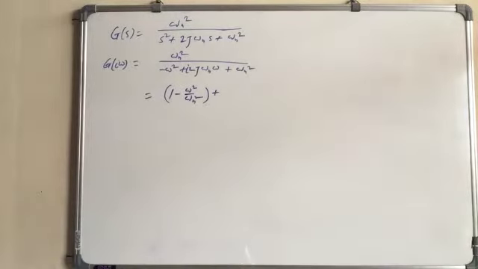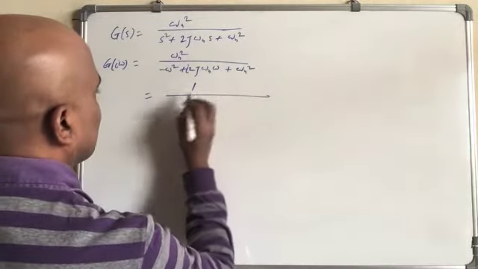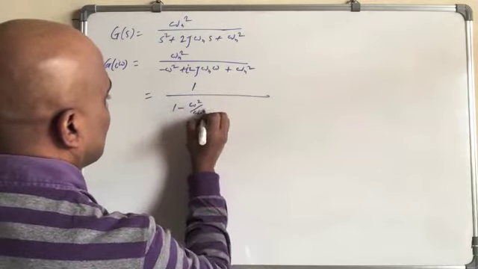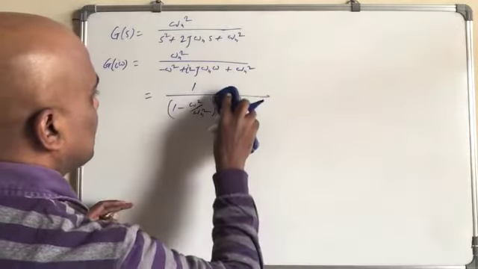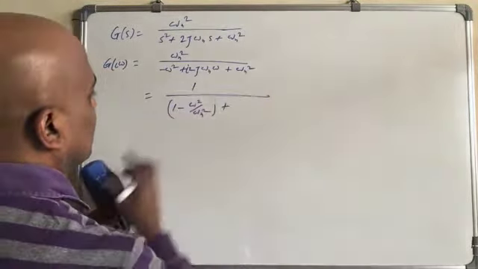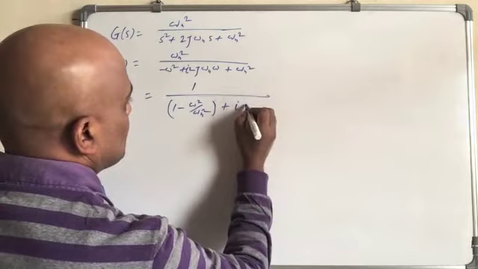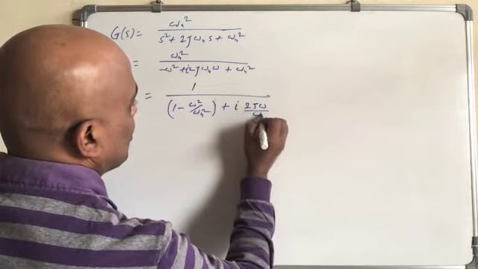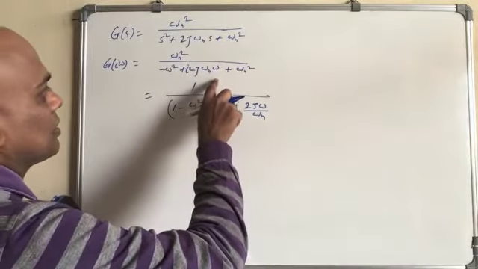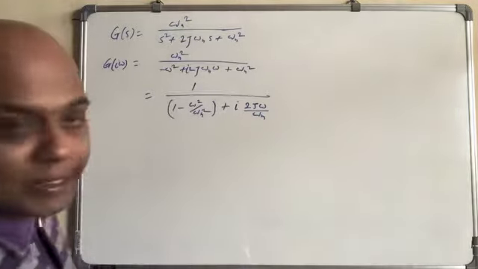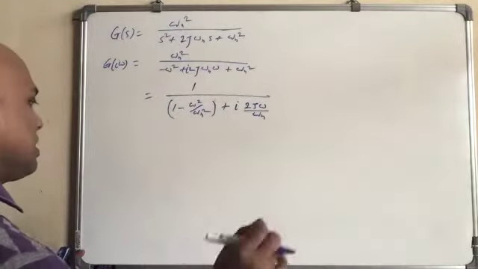So 1 over, we have 1 minus omega square over omega n square, and then plus i 2 zeta omega over omega n, right? Okay, so this we have seen already earlier while drawing the Bode diagram.